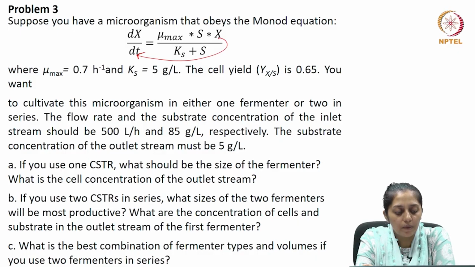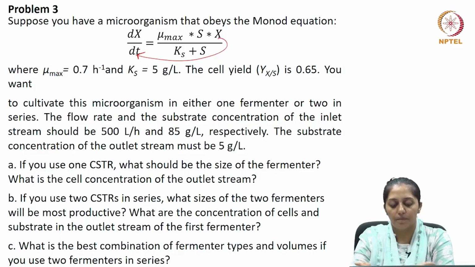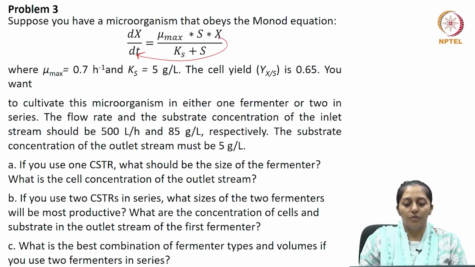Now, one would like to cultivate this microorganism in either one fermenter or two fermenters in series. The flow rate and the substrate concentration of the inlet stream should be 500 liter per hour and 85 grams per liter respectively. The substrate concentration of the outlet stream is also defined, which should be 5 grams per liter. So, the conversion has been defined. If you use 1 CSTR, what should be the size of the fermenter? What is the cell concentration of the outlet stream? Okay. So, now let us do the first part.